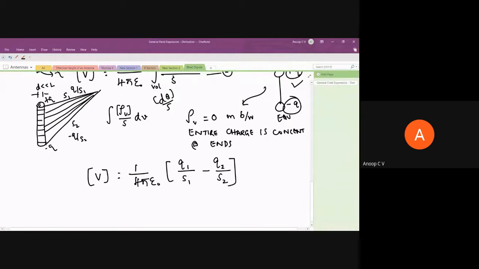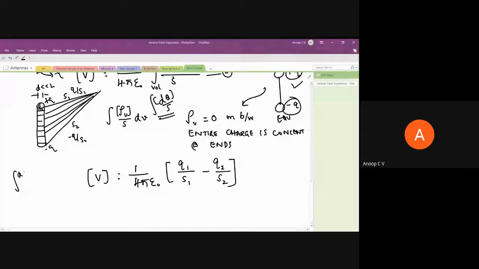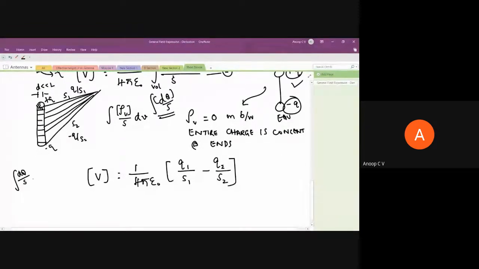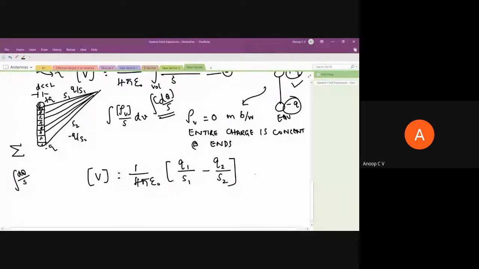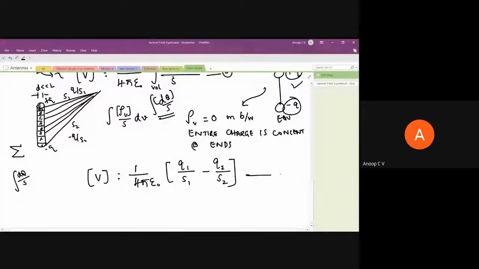So what are we doing? We are integrating dq by s. In between the charge is 0, only at the ends we have it. Integration is nothing but breaking it down into small fragments and adding everything. It's a continuous summation, the contribution due to each and every infinitesimal segment. So that's why we are able to write this. I'm writing it as equation number 3.